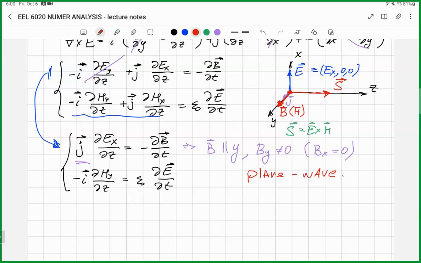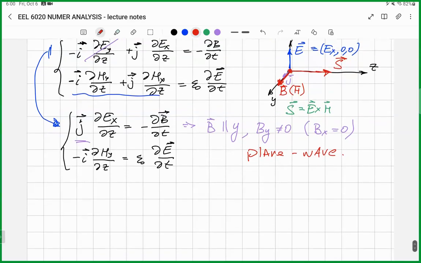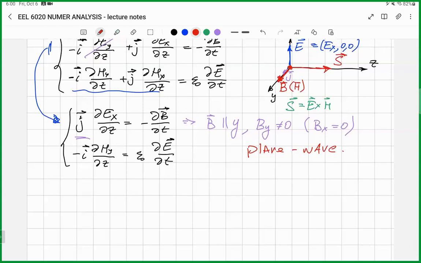For example, the radiation from antennas at a distance sufficiently far from the source, from the antenna, is well described by a plane wave. Also, radiation from a laser, like light of a laser, is also in a good approximation a plane wave. Okay, so the plane wave.